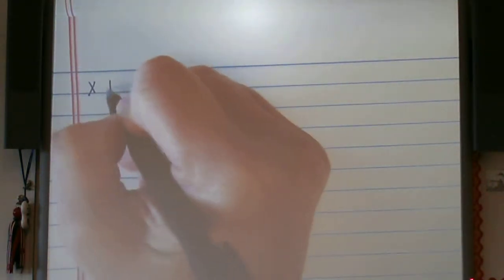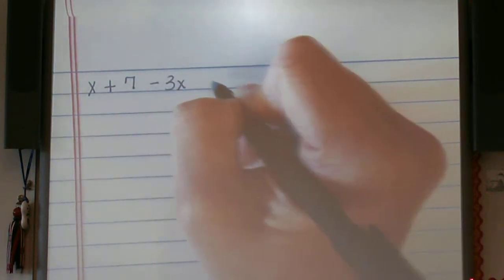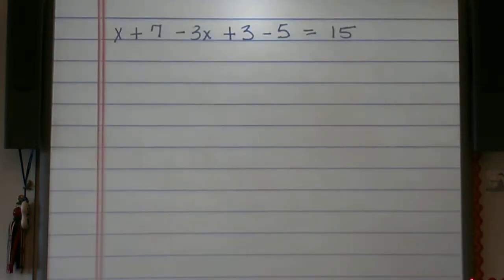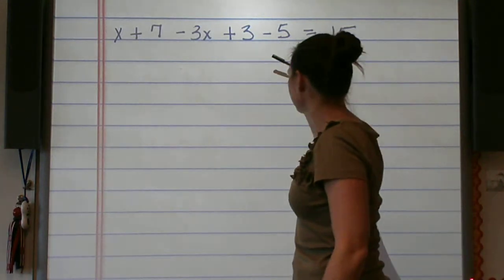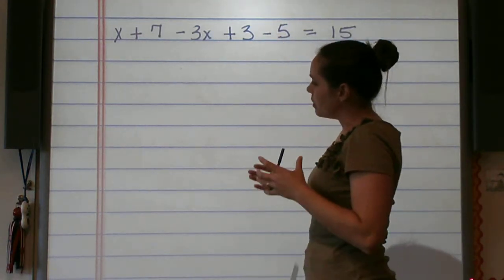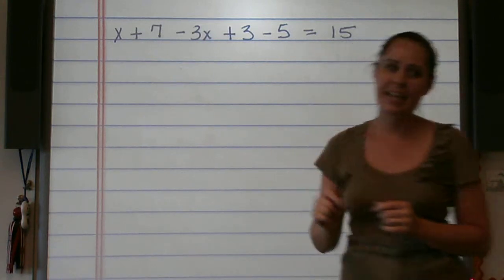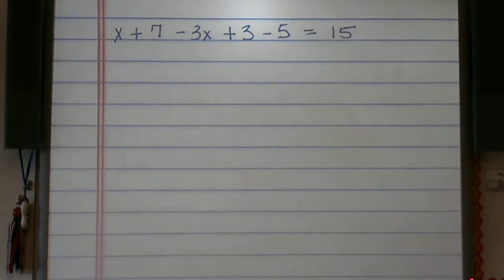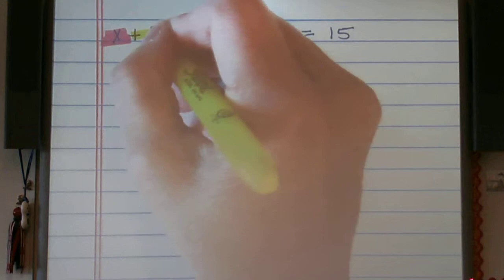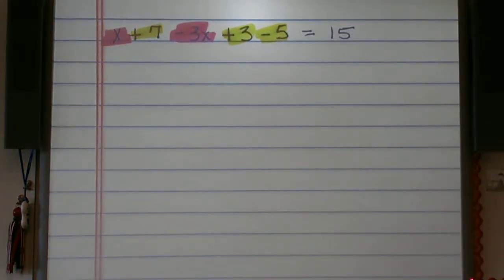All right, let's look at an example where we need to simplify first before we start our steps to solving the equation. x plus 7 minus 3x plus 3 minus 5 is equal to 15. Now, if you notice, on the left-hand side of your equation, this is one really long expression with 1, 2, 3, 4, 5 different terms. So what we're going to want to do to work with this is simplify by combining like terms. So I have x and minus 3x, which are like terms because they both have the variable x. And then our 7, plus 3, and minus 5 are like terms.